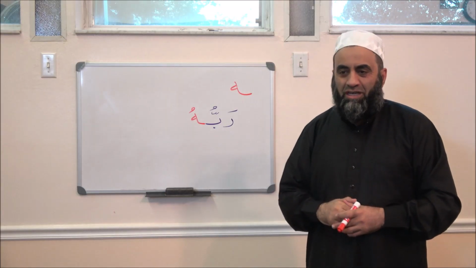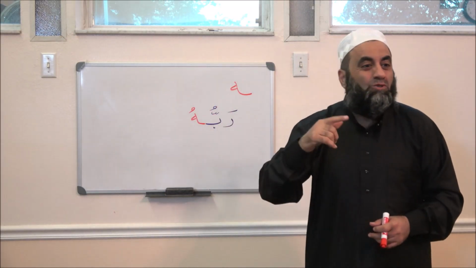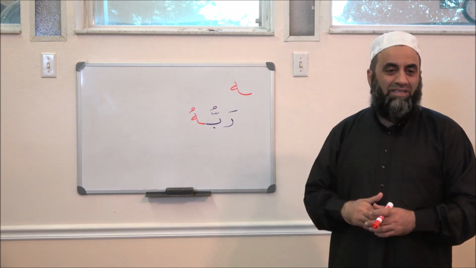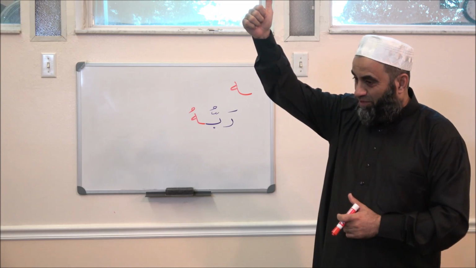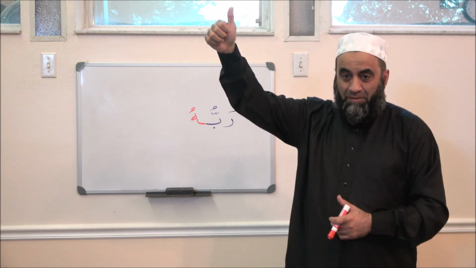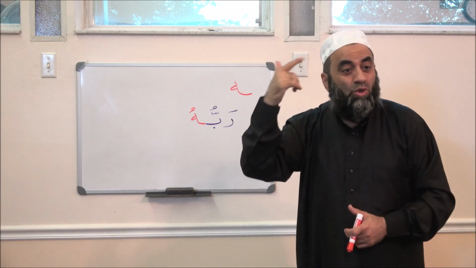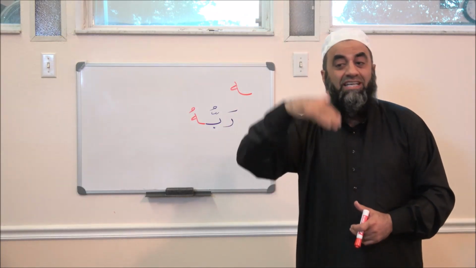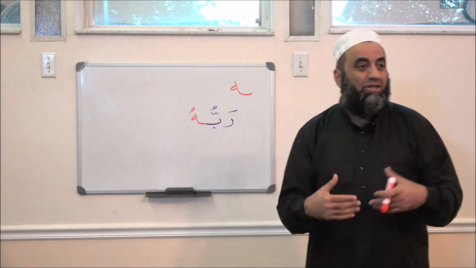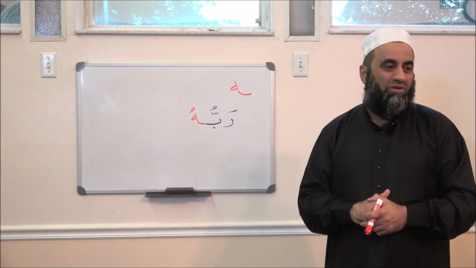Muhammad. Wa ashhadu anna Muhammadan abduhu wa rasuluhu. I bear witness that Muhammad sallallahu alaihi wasallam is his messenger. Talking about Allah subhanahu wa ta'ala. His servant and messenger. Abduhu. The word abd means servant or slave. Who? His slave. Rasuluhu. Kitabuhu.